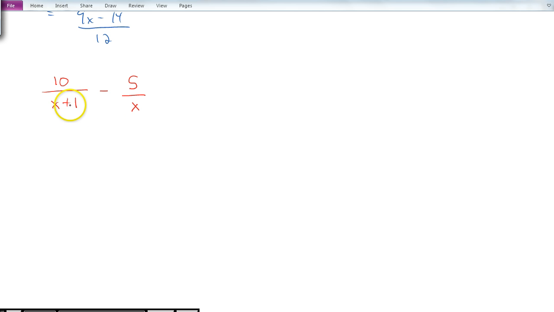You're still asking yourself, do these denominators share any factors, or are they relatively prime? The answer is no, they don't share factors. So therefore, they're relatively prime, and their product is going to be the LCD. Okay, so the LCD here is x times x plus 1.